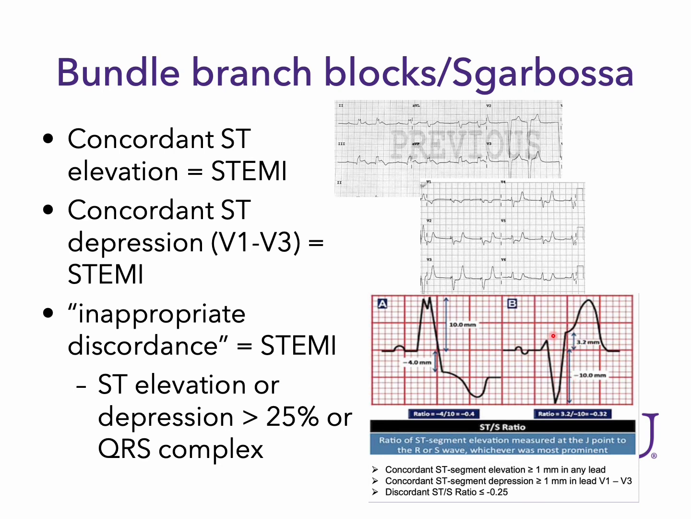Our ST elevation is 3.2 millimeters. It should be 2.5 or below. Based on modified Sgarbossa criteria, that is greater than 25%. It's a STEMI equivalent. This is straight out of the STEMI protocol in your protocol, so you can review it there as well.